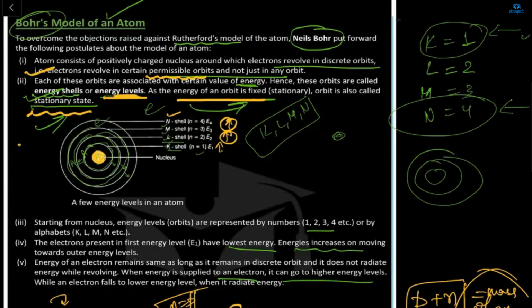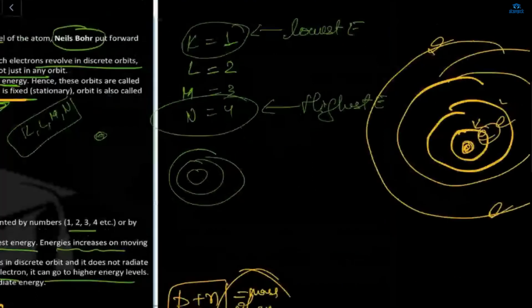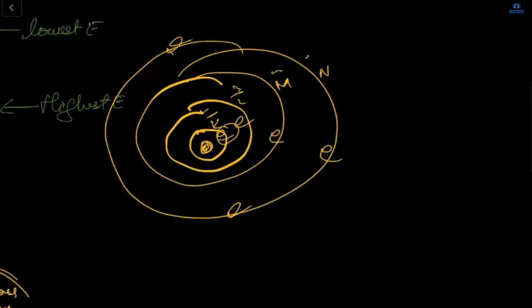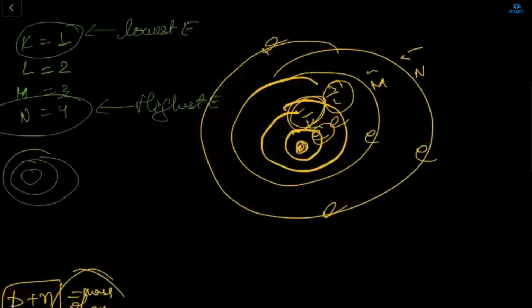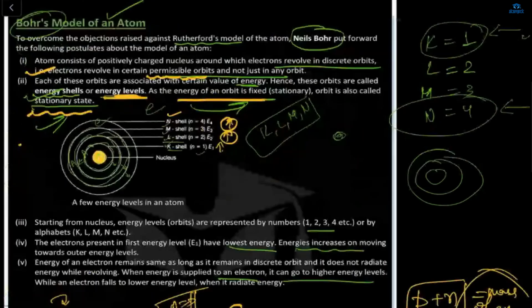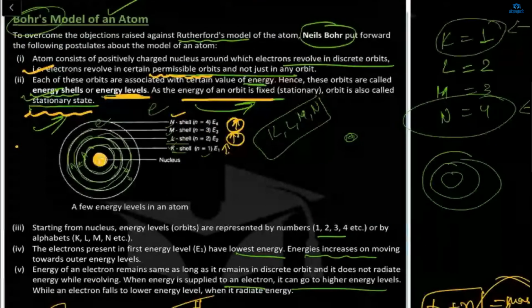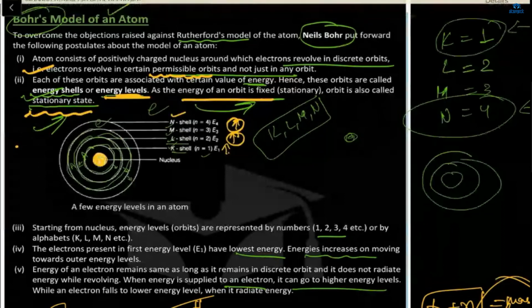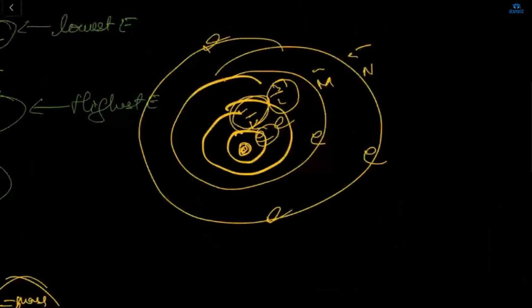Now what is next? Each of your orbits is associated with a certain value of energy. This one has some value of energy, this one has, let's say, 2, 3, 4, 5, I'm writing, let's say. So this has some amount of energy, this also has some amount of energy. Each and every orbit has some amount of energy. That particular definition is known as your energy shell.